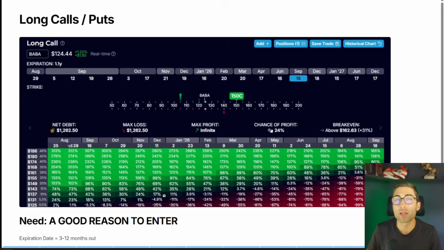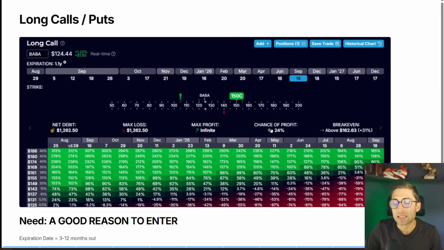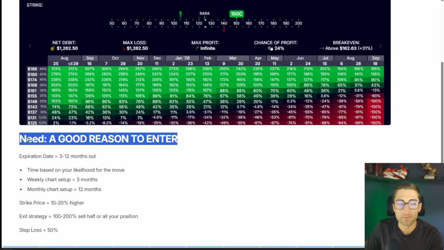If you really wanted to quit your job and do this full time, you would never do this in the first year. You would focus on selling. So the first thing we have to understand is, just like buying, we talked about earlier, you need to have a good reason to get in. And the higher the IV, the better you have to be dialing that in.